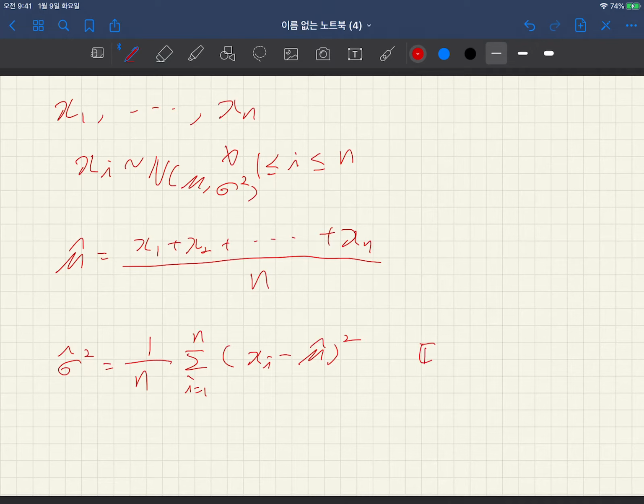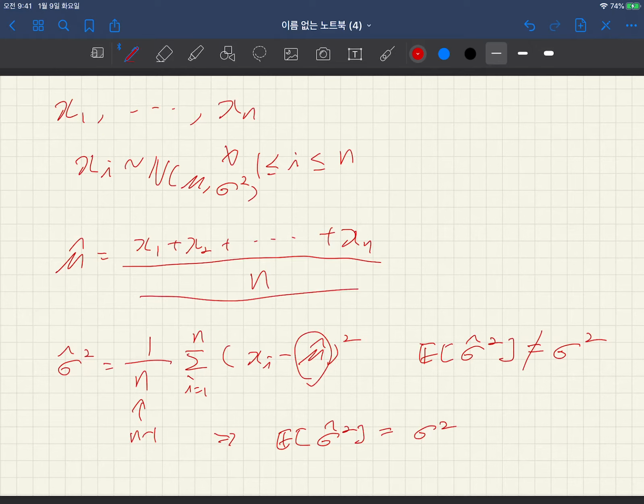But when you check the expectation of sigma hat square, this is not sigma square. Indeed, we have to replace n by n minus 1 so that the expectation of sigma hat square is equal to sigma square. Okay, so you can easily check this property by replacing mu hat by its definition. This is kind of homework, so you can check it yourself.